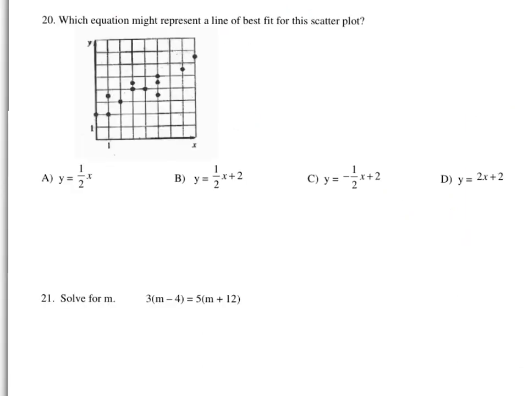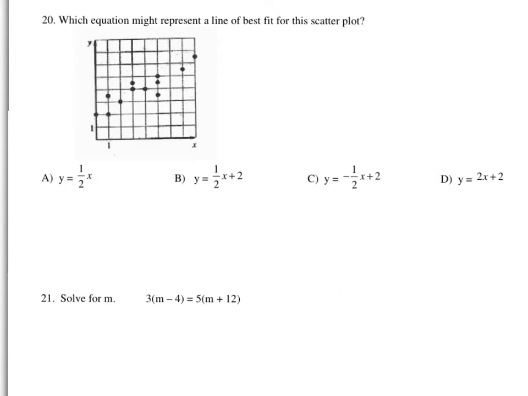Which equation might represent a line of best fit for this scatter plot? We're going to need to draw a line in here that we can write an equation from. We could do a couple things. We could take each of these 4 equations and actually draw them in here and see which one fits best, or we can make our own equation and then compare it to the ones that they gave us as an answer. What I'm going to do is draw a line of best fit, write an equation from what I draw, and then compare it to the 4 answer choices.